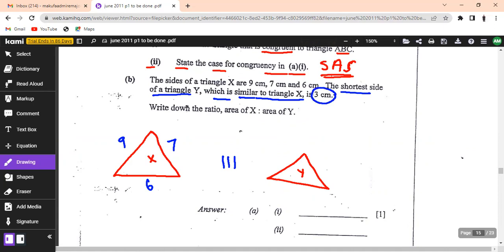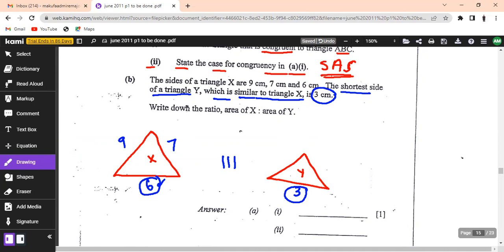If this is 3, if this is 6, this is your shorter side on triangle X. On triangle Y, it must also correspond with the shorter side. Let's say this is our 6 and this is our shorter side. They are saying it is 3. So these two correspond to each other and they are similar figures. All right, so this is what we just know for now.